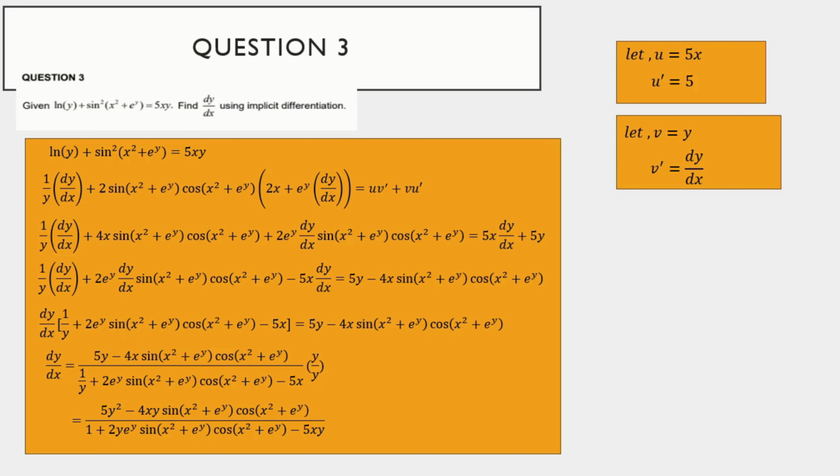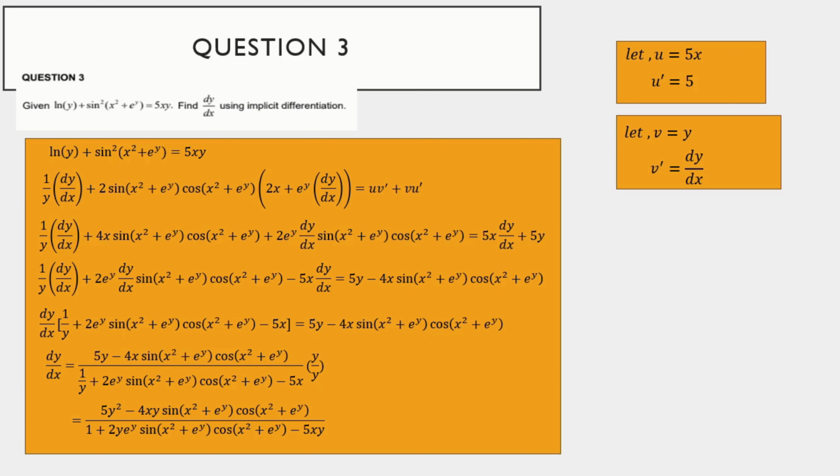So dy over dx equals 5y minus 4x sine x squared plus e power of y cos x squared plus e power of y, divided by 1 over y plus 2e power of y sine x squared plus e power of y cos x squared plus e power of y minus 5. So that is the answer for the differentiation. So we have the answer for dy over dx.